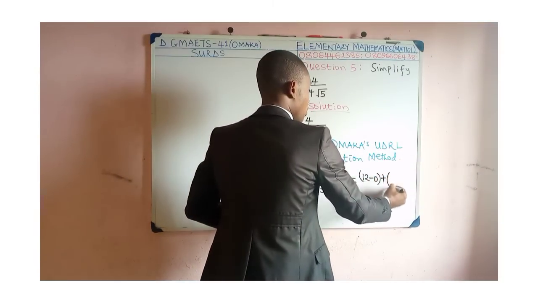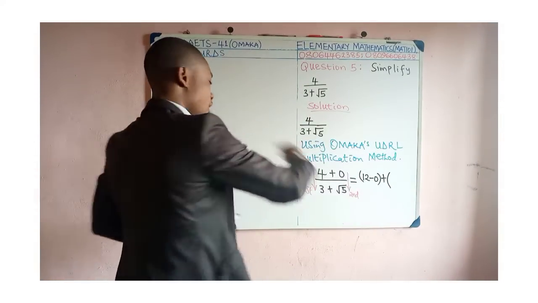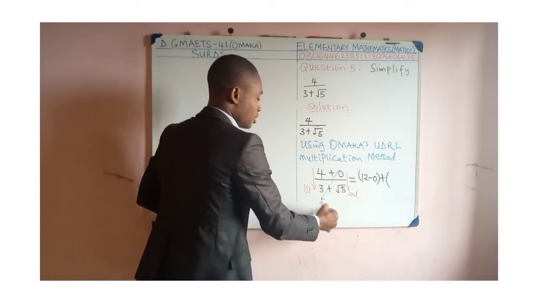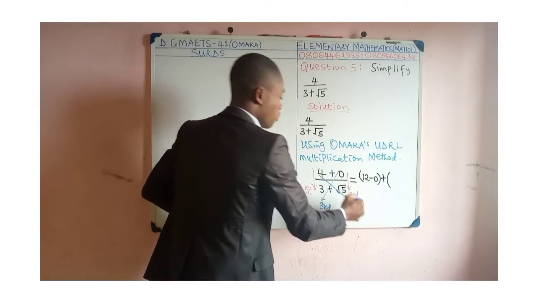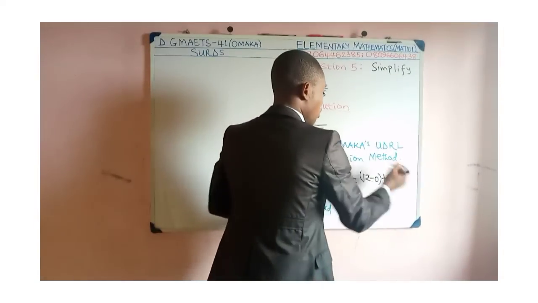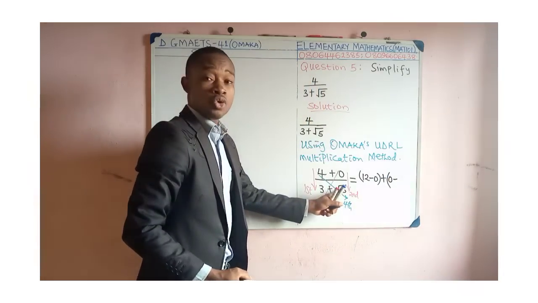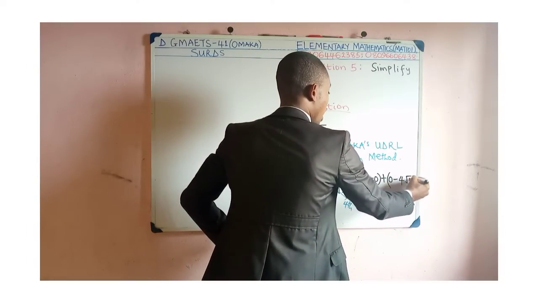Then plus, open brackets, this time around we're going to go right and left. So this is going to be this way as the third direction of multiplication, this way as the fourth direction of multiplication. So let's do this. 0 times 3 is going to give us 0. I'm going to put 0 here minus, then 4 times root 5. 4 times root 5 will give us 4 root 5.